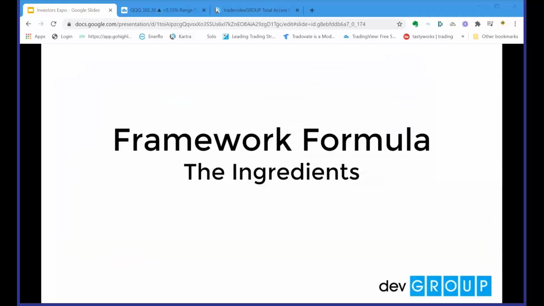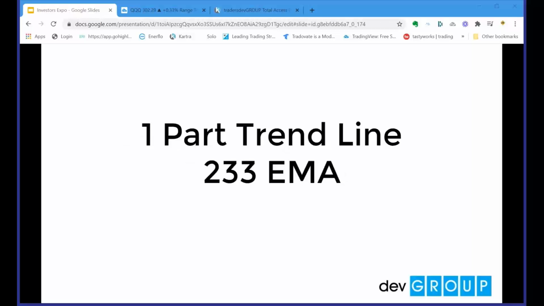Okay, so let's talk about the framework for this formula. I call it the framework formula, and here's the ingredients. This is really, really simple. I like the fact that most of you in here said that you are predominantly using technical indicators. So for those of you that do that, this should be dead simple. Okay, so the first thing is we want 1 part trend line, okay?